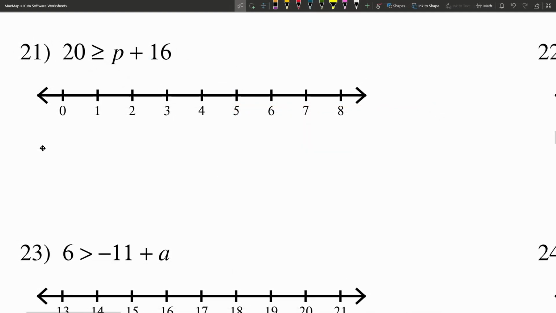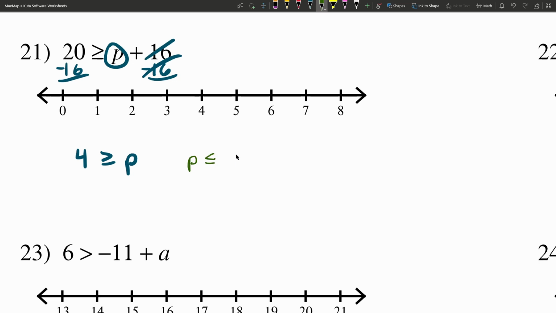For number 21, 20 is greater than or equal to p plus 16. Start by subtracting 16 because remember we want to isolate our variable, which in this case is p. 20 minus 16 gives me a positive 4, and we have that 4 is greater than or equal to p. Now if we want to, remember we can rewrite this. We can say that p is less than or equal to 4.